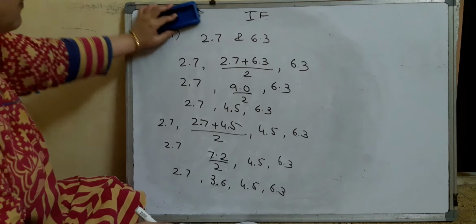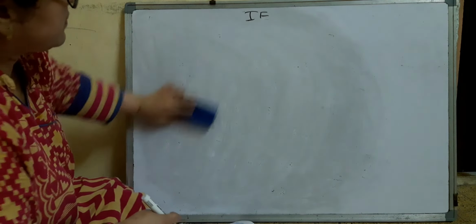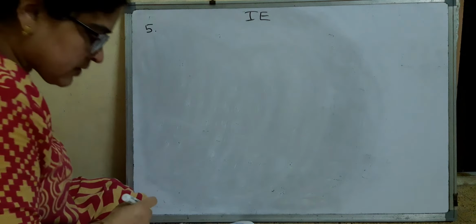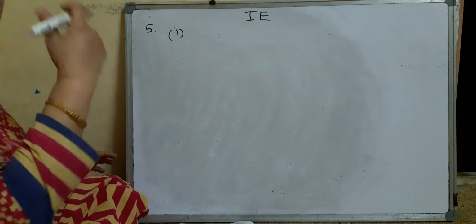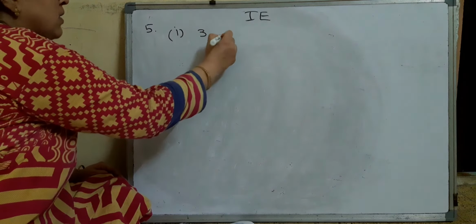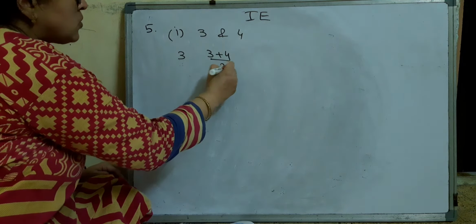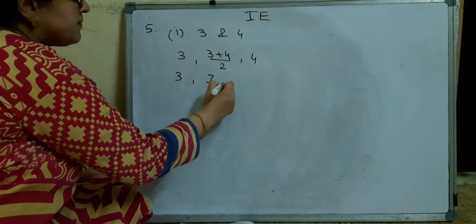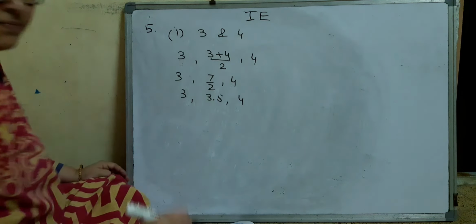Now move on to the fifth question. First one: insert three rational numbers. First one rational, second two rational, now three rational numbers. Three rational numbers between 3 and 4. So 3 plus 4 upon 2, right? So 7 upon 2. The first one is 3.5 and 4.